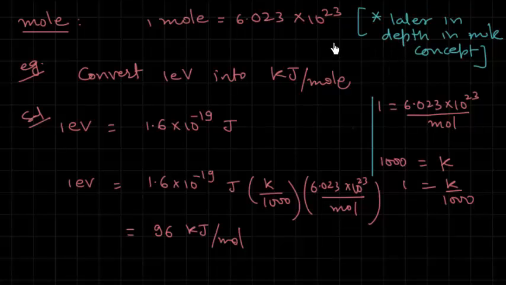But for now, let's do one simple, again some questions on conversion. Convert 1 electron volt into kilojoule per mole. This is a little bit difficult, but just try it in your notebook before looking at the solution. So let's solve this. So we know that 1 electron volt is 1.6 into 10 to the power minus 19 joule, as we just did in the last slide.